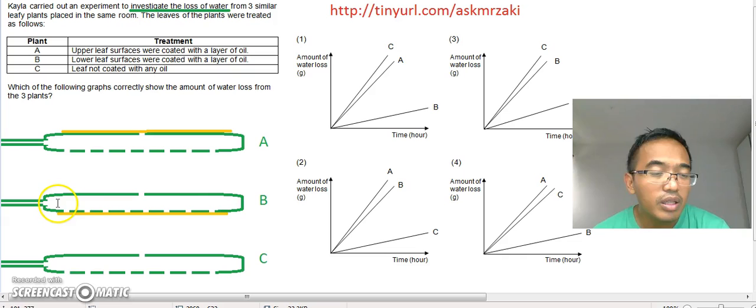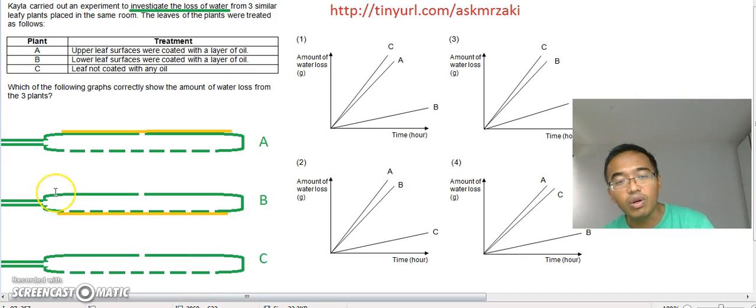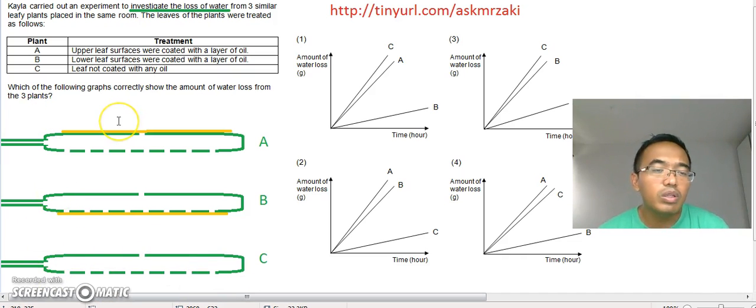For leaf B, there's no other way for you to escape but only one hole here. And for leaf C, you have a lot. So if you're a water vapor in leaf A, would you find it easy for you to escape? Yeah, right, because there's so many ways for you to go through the holes. There's so many holes for you to go through.